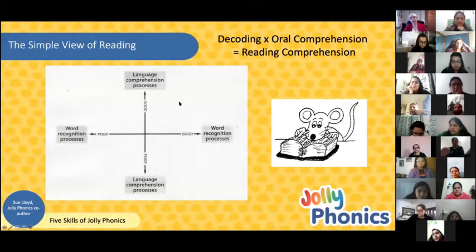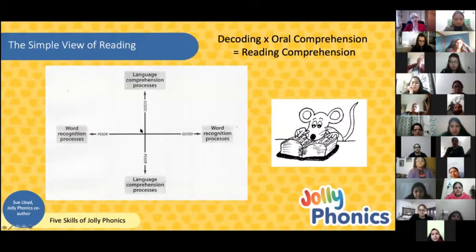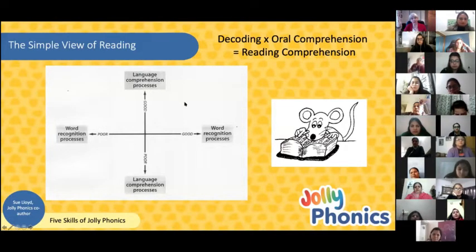This is a very classic around the world chart and is used a lot now. And it demonstrates perfectly you've got to have the two skills, the language understanding, and you also need to be able to read the words and get the words off the page, and that's your decoding. And if you're good at both of them, the language and reading the words on the page, you'll be a good reader.